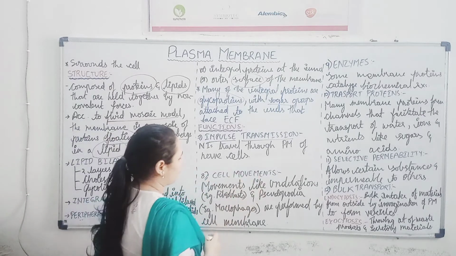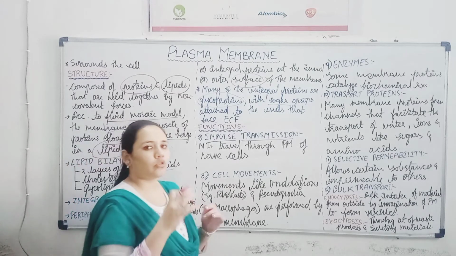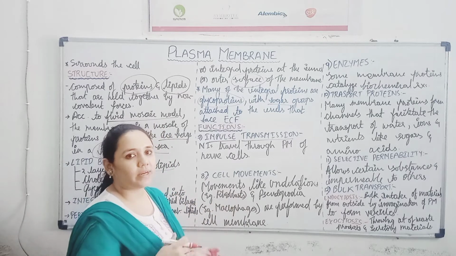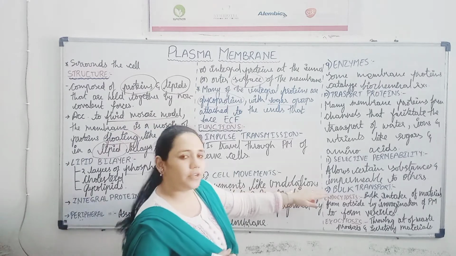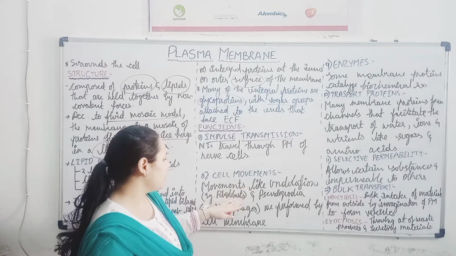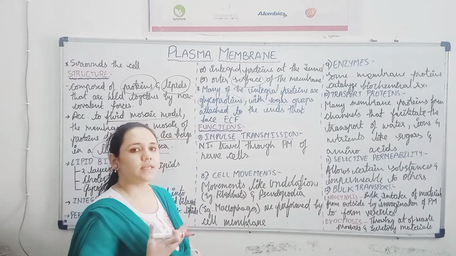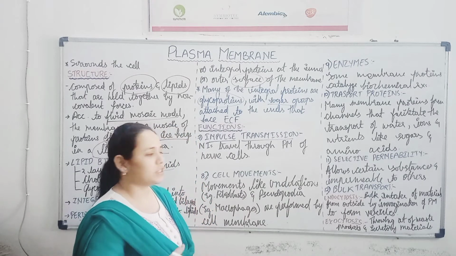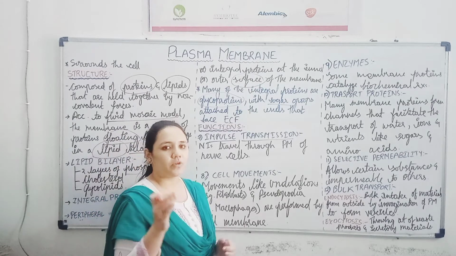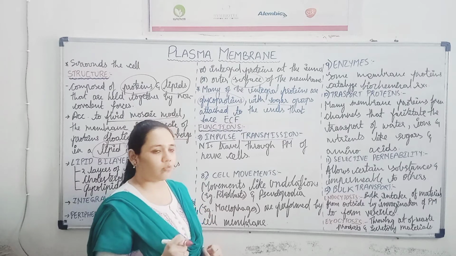Next is cell movement. Movements like undulation. Undulation means smooth movement in upward or downward directions. That is called undulation. Some cells which show undulation are fibroblasts. And then pseudopodia. Pseudopodia is arm-like projection. So the plasma membrane protrudes outside in order to produce arm-like projections which help in movement.